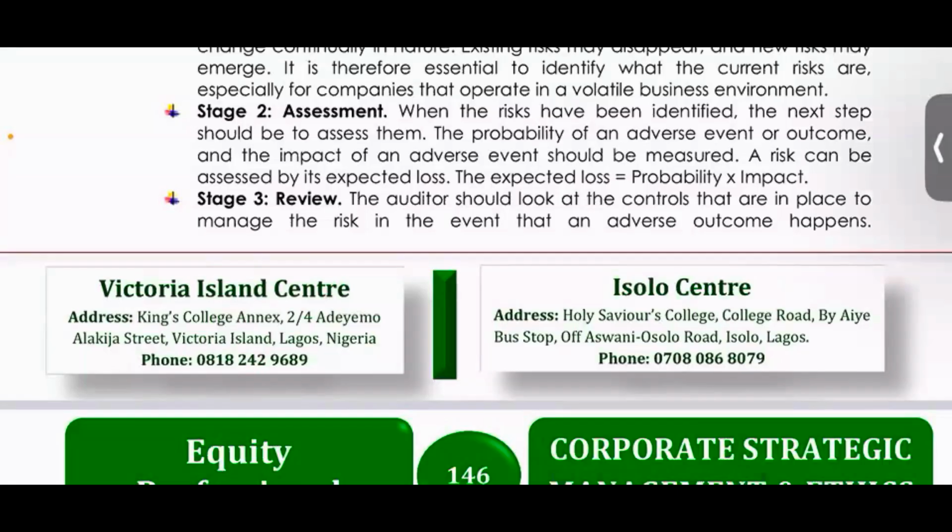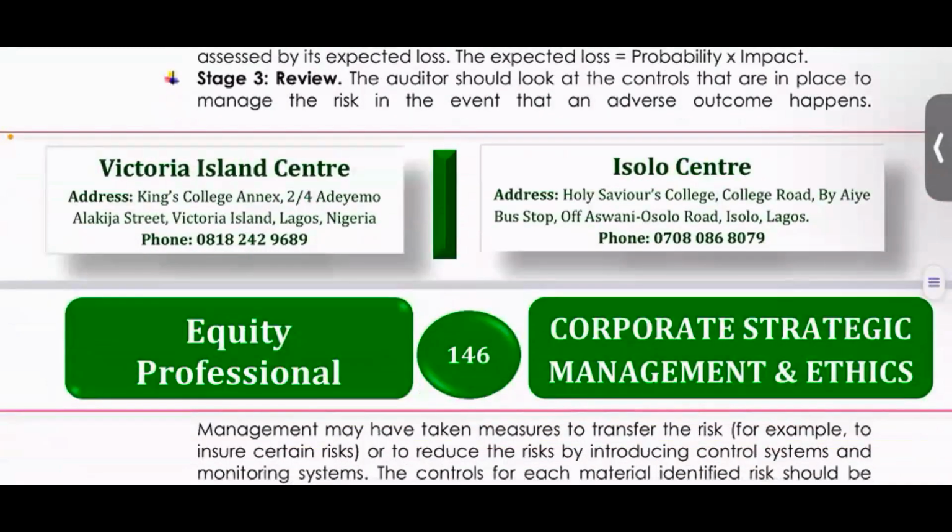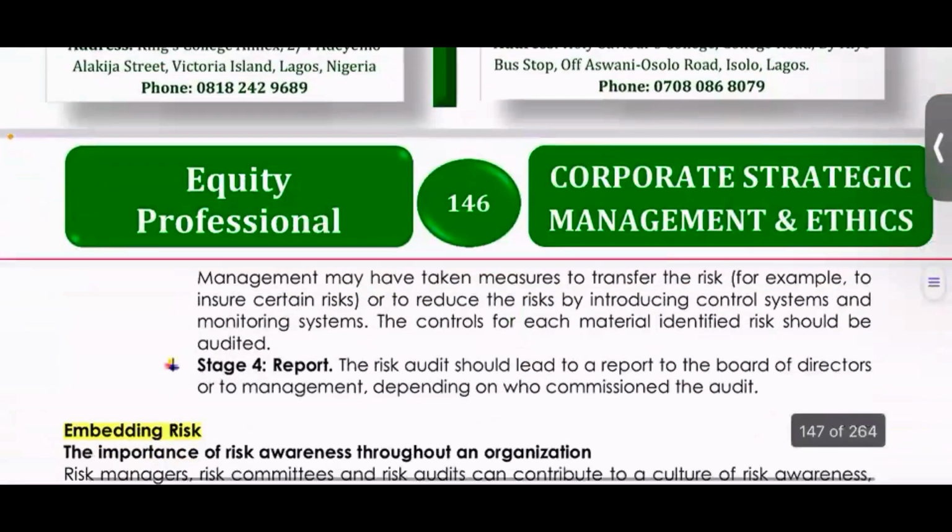Okay. Then we have review. Review is where the auditor looks at the controls that are in place to make sure that they are enough to manage an adverse event when it occurs. So managers may have taken measures to transfer the risks to a certain extent or to reduce the risks. So it is now the review that says, okay, what we have here, this 15 million that we're keeping down for fire insurance, okay, it works. This 20 million for burglary and theft, if we look at it and we calculate the expected loss, right, it is not bad.